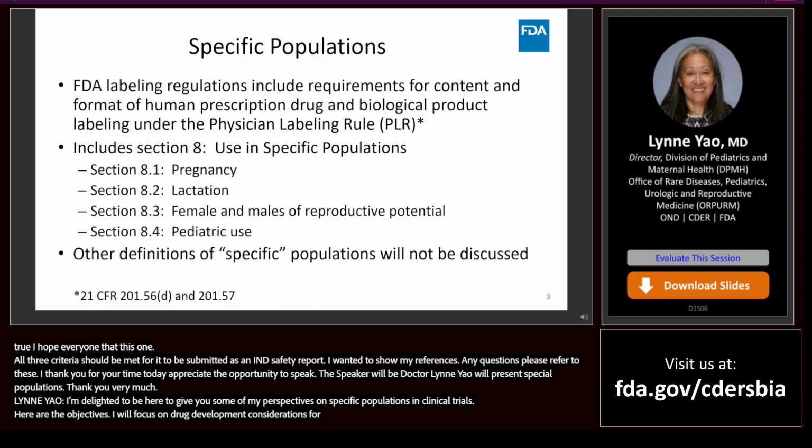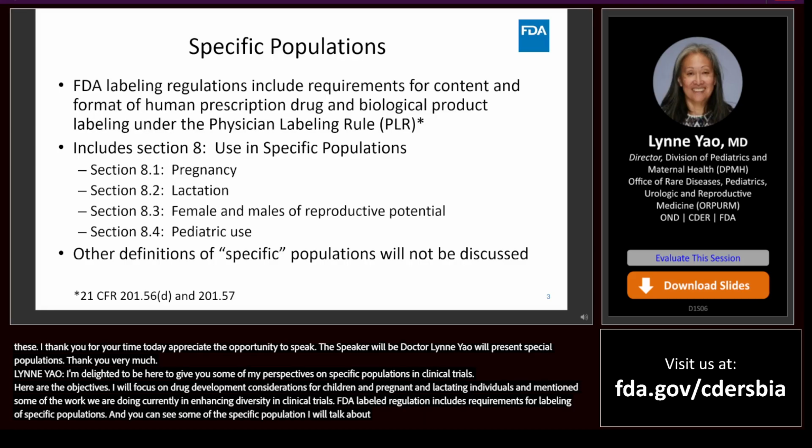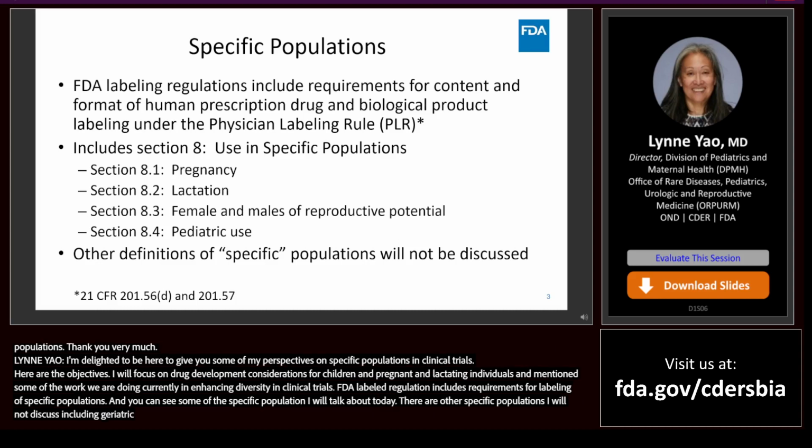So FDA labeling regulation includes requirements for labeling of specific populations, and you can see here some of the specific populations that I'll be talking about today. There are other specific populations that I will not be discussing, including geriatric populations and patients with renal or hepatic impairment.